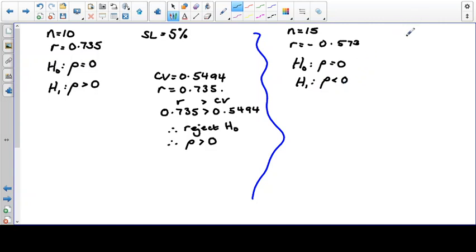Okay, so this time you decide you want to be 97.5% certain that you're making the right decision, so you're going to test the 2.5% significance level. Okay, you want to be more certain. You will be told this in the question, by the way. Okay, so what we're going to do is we're going to look up from our table where n equals 15 and where the significance level is 2.5%.